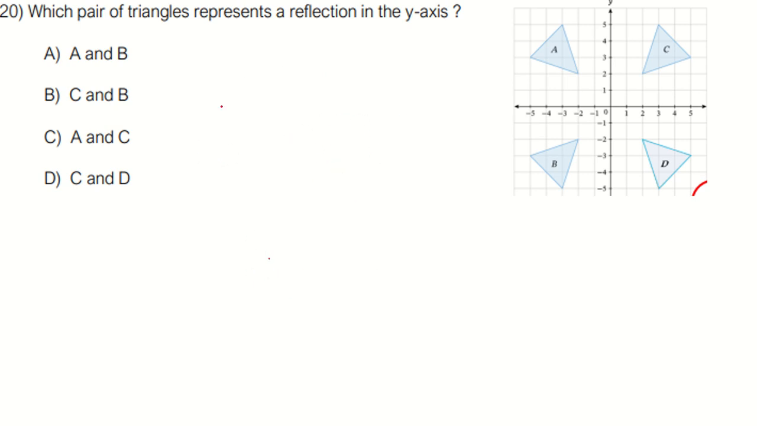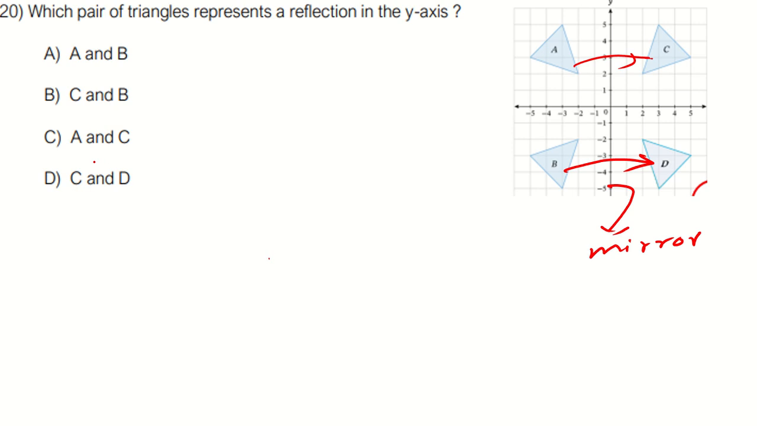Now let's see what they are saying in the question. Which pair of triangles represents the reflection in the y-axis? So the y-axis will be taken as the mirror. You can understand easily that if you are standing on either side of the y-axis, maybe this side or maybe this side, then your image will not go down. It will be in your front. For example, B cannot be the reflection of A as we are talking about the y-axis. So maybe A with C, or maybe B with D only.